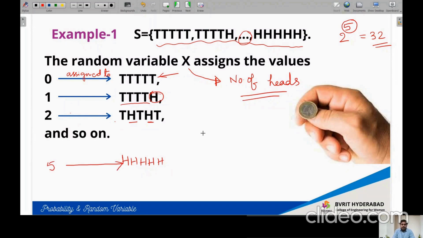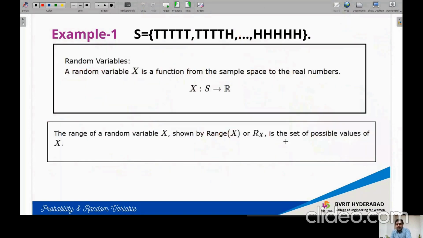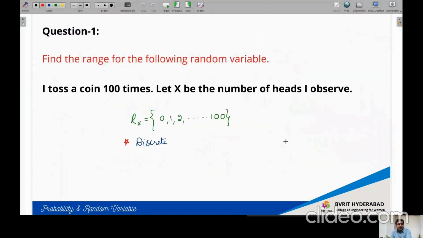So now here I can talk about the range. In this experiment, the range of that random variable starts from 0, 1, and it goes till 5. Can I have a range value of 6 in this experiment? No, sir. All right. There is no possibility of 6 heads because I have tossed the coin only 5 times. So that is how we can define the range of a specific random variable. I can skip some slides, it's okay in between if you can understand.